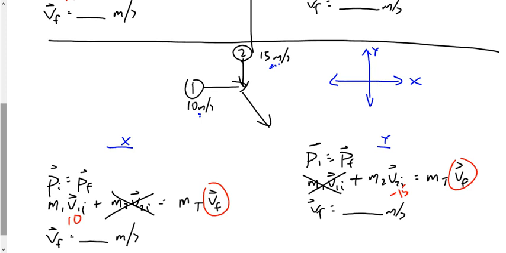We get two values of VF. Which one's right? Which one's our answer? The x one or the y one? Well, neither one is right, but we're on the right track. We're well on our way to solving this problem now.